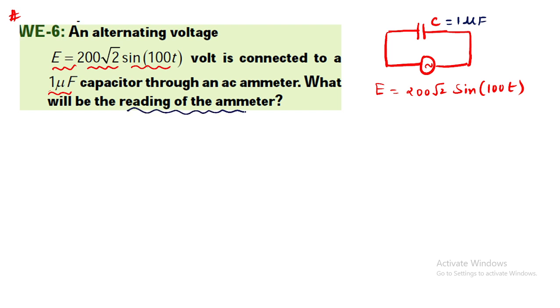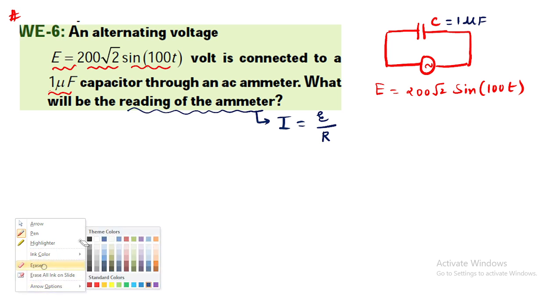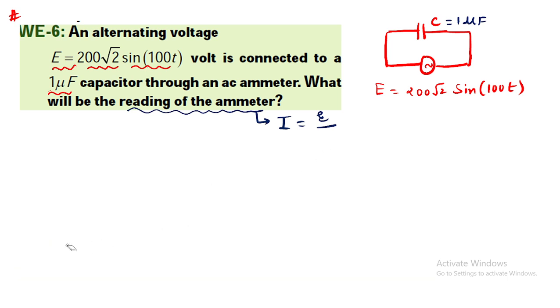Reading of the ammeter will be the current. Yes or no? So current is equal to E, which means EMF, divided by R. But R is not there, so what will we take here? We will take reactance. Reactance means XC. Clear? Now find out.